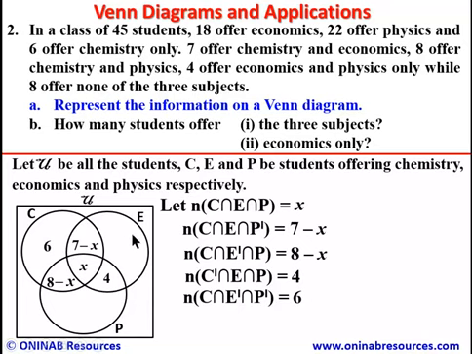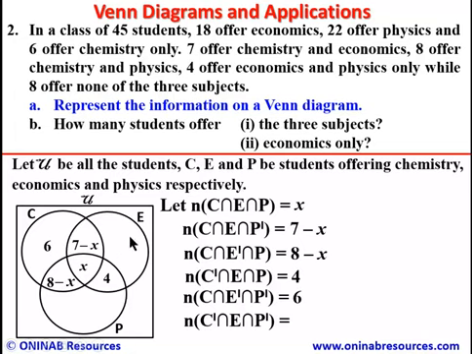Then we go for the number of students offering economics only. That's going to give us C prime intersection E intersection P prime. No C, no P. So we go ahead to find those offering economics only. 18 offer economics. For your information, the whole of this circle constitutes the 18 students that offer economics. That is 7 minus x, 8, and those offering only.